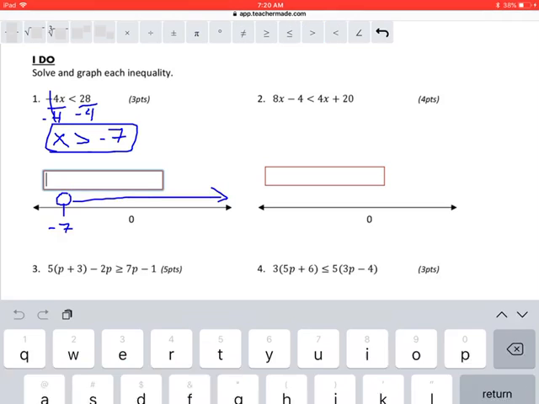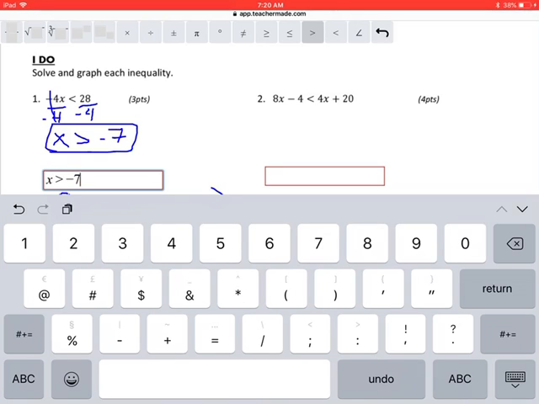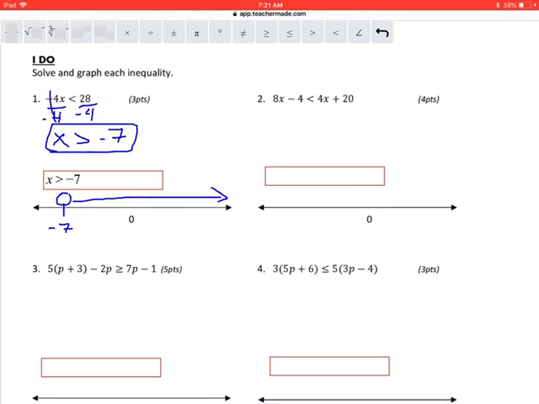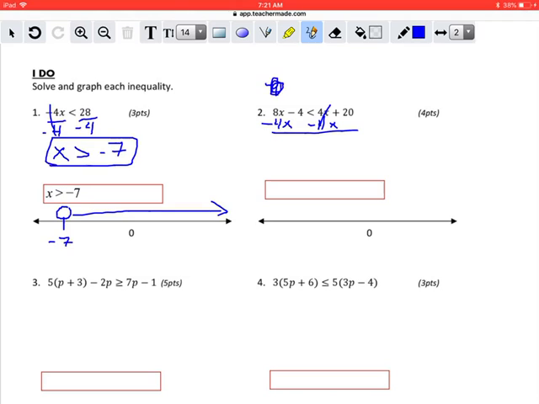And then in the text box, I'm putting x, and then see at the top, I have all those symbols. So I pick the correct symbol, and then -7. And there we go. So on to the next one. For this one, I'm going to subtract 4x to the other side to get x on one side only. I want x on the left side. Make sure we're getting x on this side, okay?